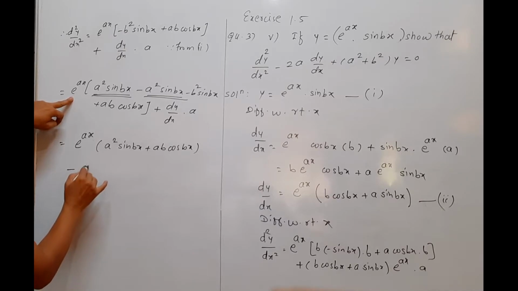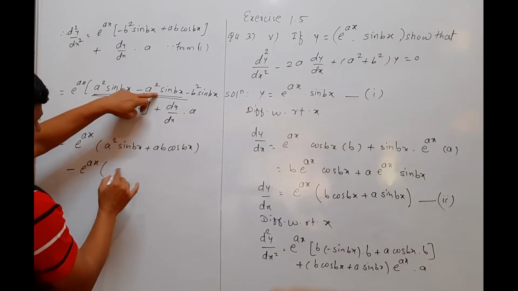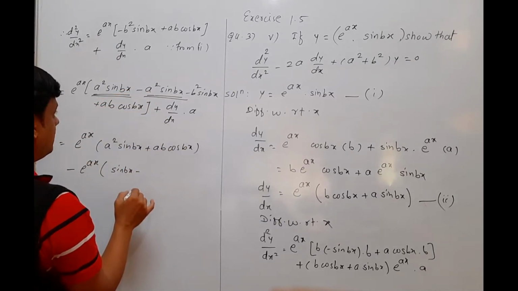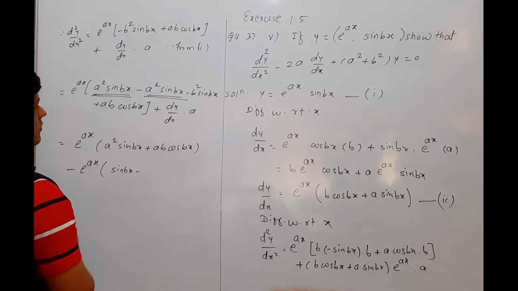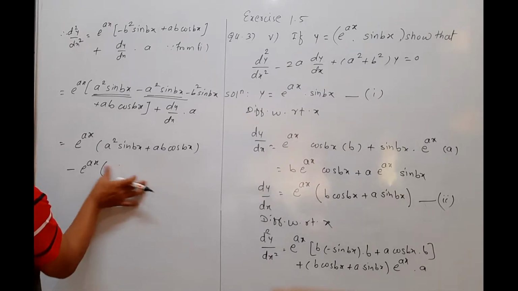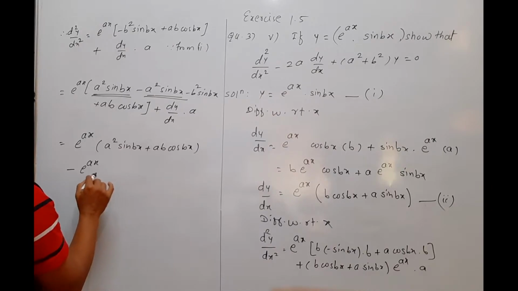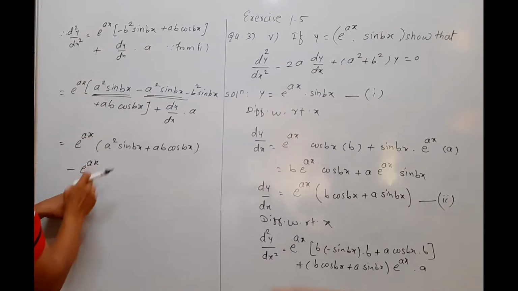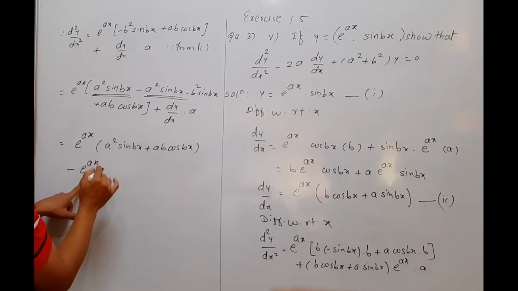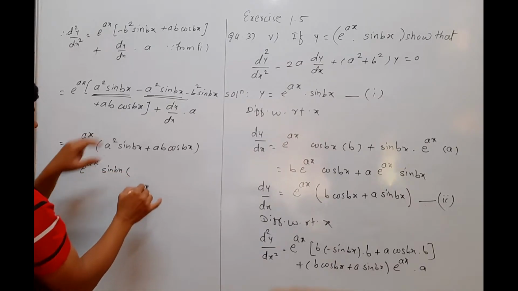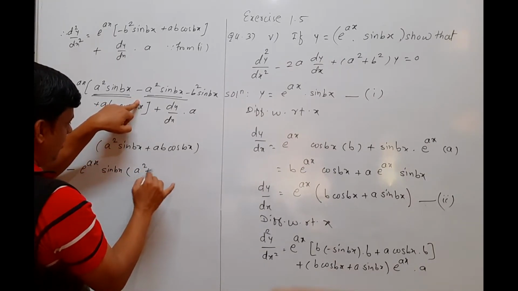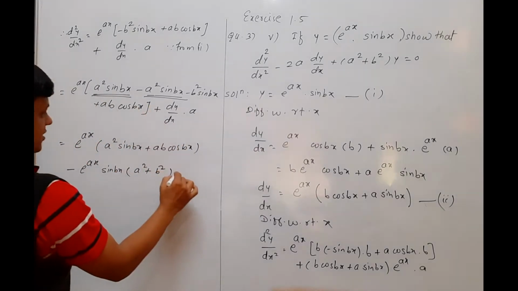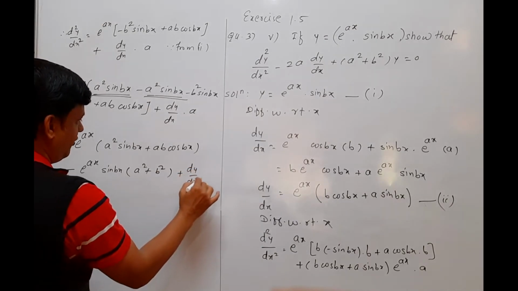So we write minus e raised to the power x into, here we get sin bx. So we take minus sin bx common and multiply by e raised to the power x. So write minus e raised to the power x into sin bx. So in bracket we get plus a square plus b square here, then this plus dy by dx into a as it is.